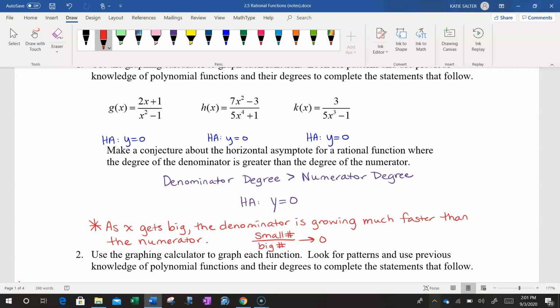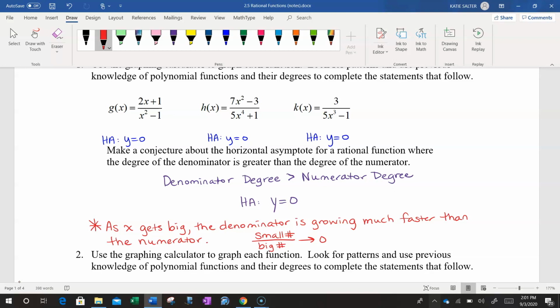The reason why that happens is because as x gets really big, the higher the power of the function, the higher the degree, the faster that function is growing. A quadratic function grows faster than a linear function. A quintic function grows faster than a quadratic function. So as x gets really, really big, the denominator is so much bigger than the numerator that the function starts to get closer and closer to 0.